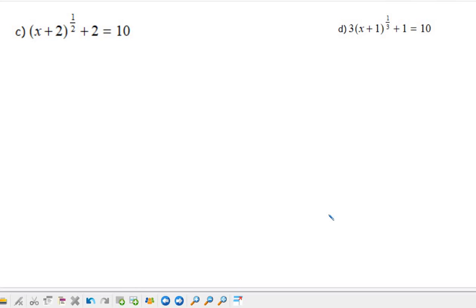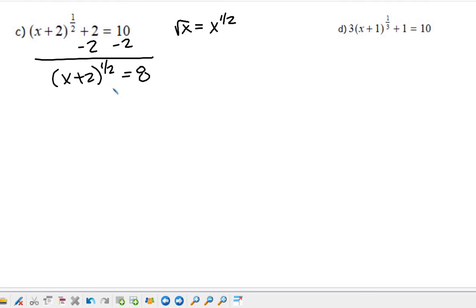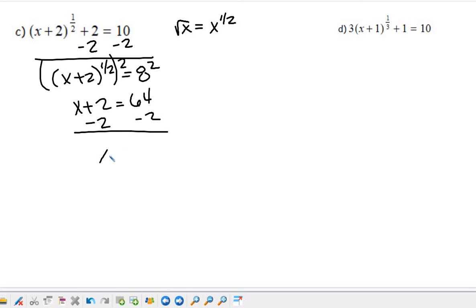All right, so we have these equations to solve. So I need to get the power by itself, or what's raised to the power by itself. So I'm going to subtract 2 on both sides. So remember that 1/2 power, so the square root of x, is equal to x to the 1/2. So to get rid of the square root, we square both sides. Don't get this confused with 1/2 both sides, because it's not the same. So then I have x plus 2 is equal to 64. So x is equal to 62.